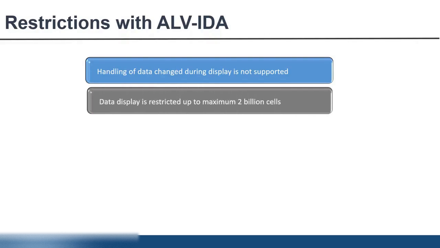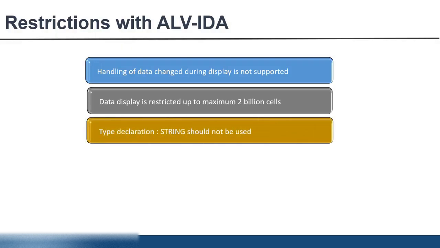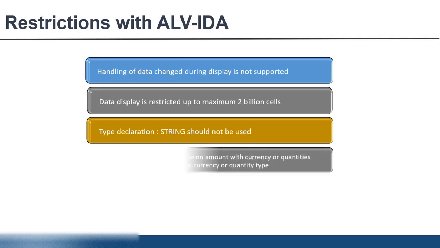Another restriction is that data display is restricted to a maximum of 2 billion cells. 2 billion cells is quite a huge number, so you can still display a huge number of records through 2 billion cells. If you are using a field of type string, then it cannot be used in ALV IDA.